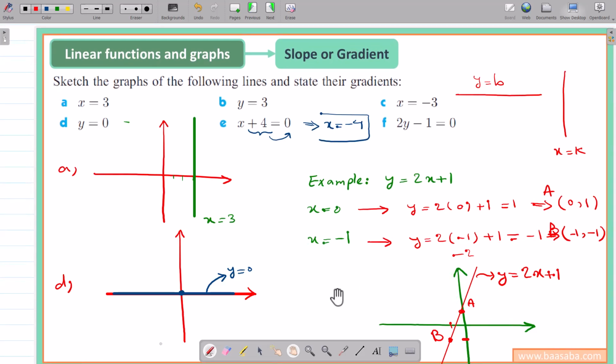That's it. Now we know how to find the gradient of a line and how to sketch the graph of linear functions.